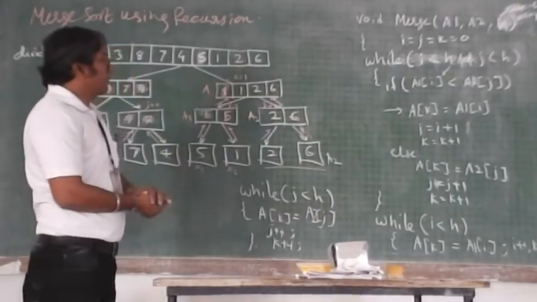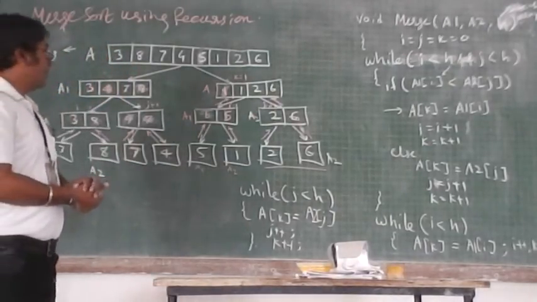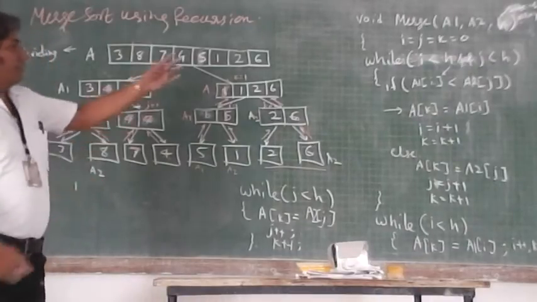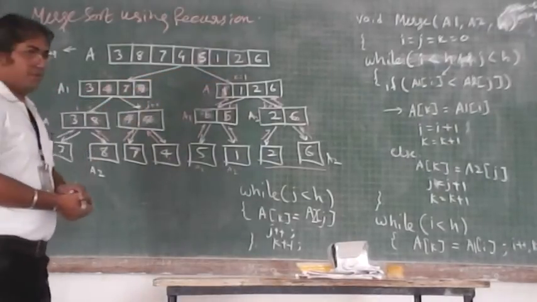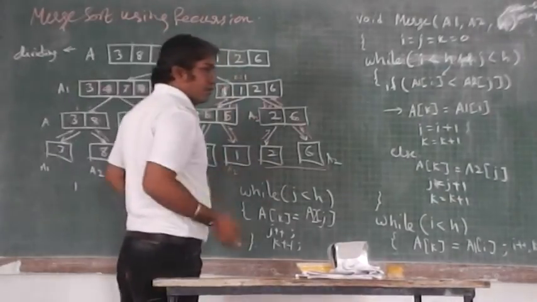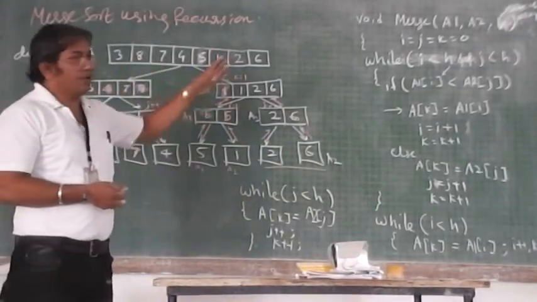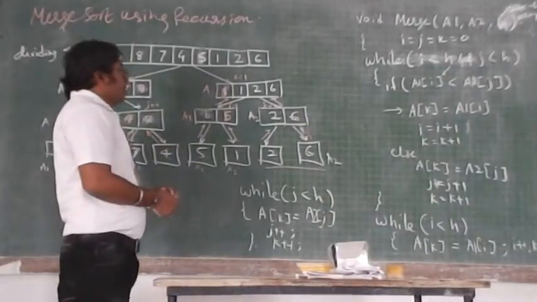It checks the condition: is i less than h? What is the value of i? 1. h is 2. Condition is true. And the other way, j is less than h. That also becomes true. So these two conditions, if any one of them becomes false, then this while loop breaks. Getting?